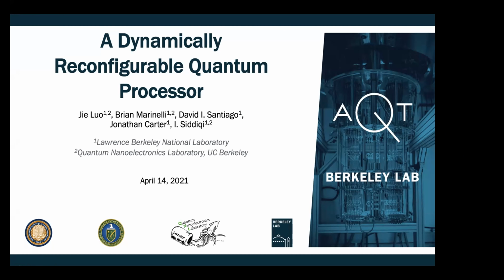Thank you for the invitation. I'm Roger, from the Advanced Quantum Testbed at the Lawrence Berkeley National Lab. Today I will talk about our new qubit architecture, a new processor architecture that has a dynamically reconfigurable connectivity graph that can be defined by software after fabrication.